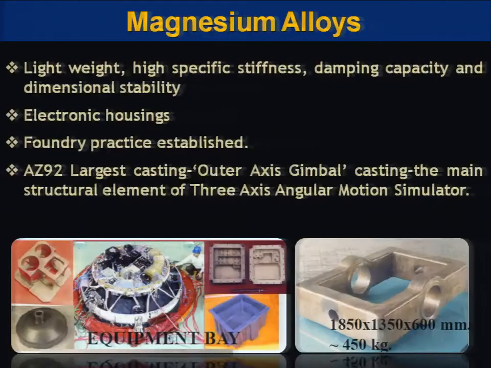Magnesium and copper alloys: we have this lightweight and high specific stiffness, and then electronic housings. For a large amount of magnesium, we are using it for packaging electronics in all our equipment bays, and then foundry practices are established. You have the largest casting, the outer axis gimbal, as one of the main structural elements for a 3-axis angular motion simulator, realized using this.